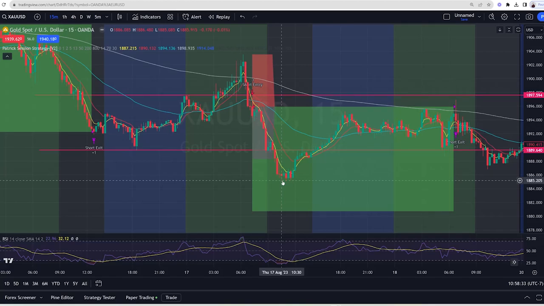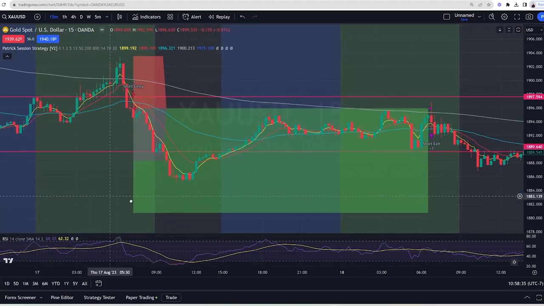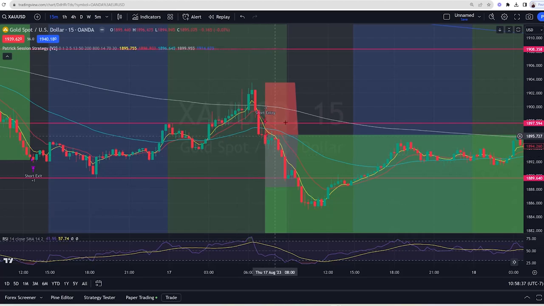Of course, based off of the settings. And you guys can back test the settings you like. But stop is good. Move stops. 1-to-1 risk reward ratio in that case is hit. Move stops.